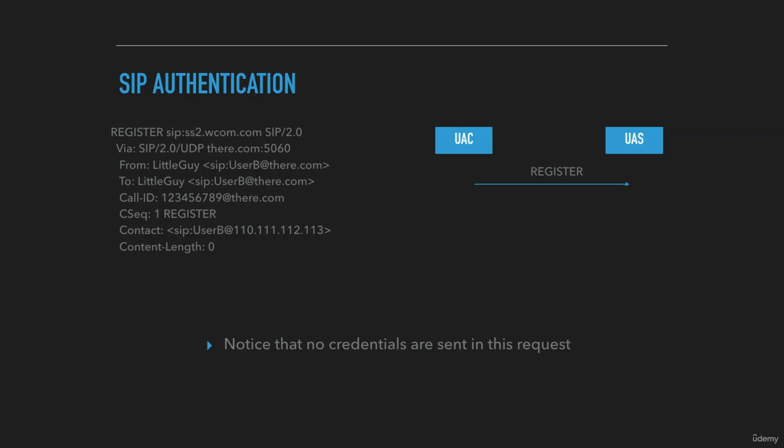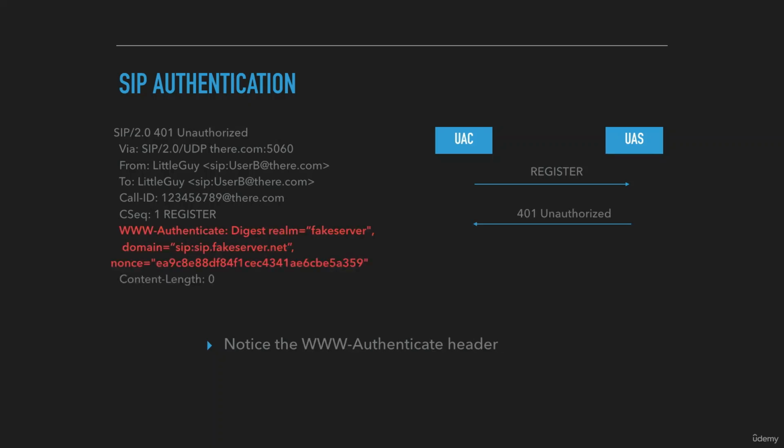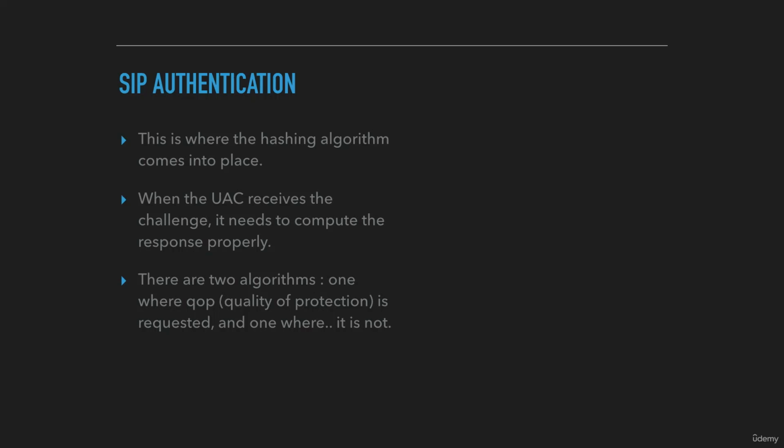So here is the process of authentication on a REGISTER message. The UAC sends a REGISTER out. Notice no credentials are sent in this request. The UAS responds with a 401 and it adds a WWW-Authenticate header with the realm of fake server, a domain of sip.fakeserver.net, and a nonce. So notice that header. And this is where the hashing algorithm comes into play.